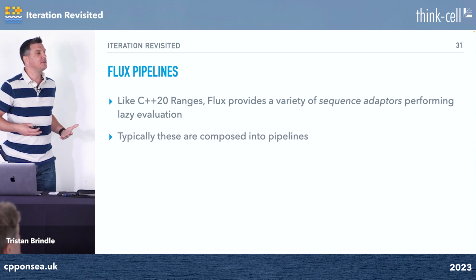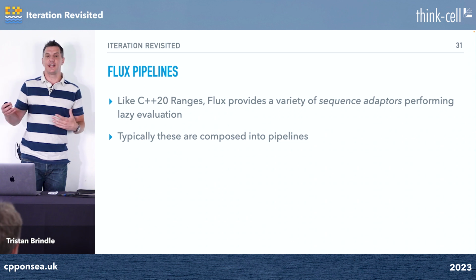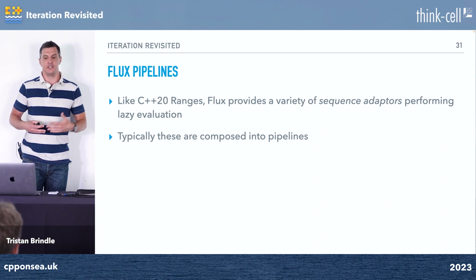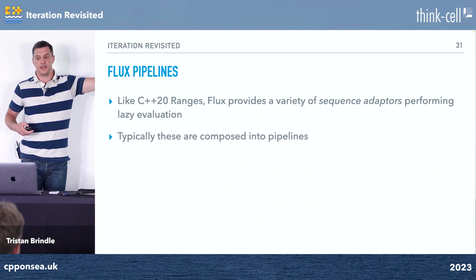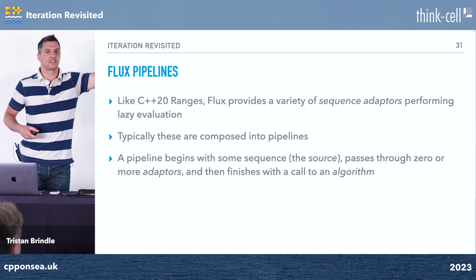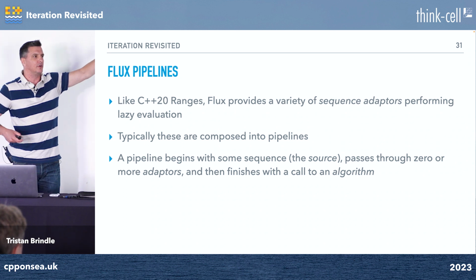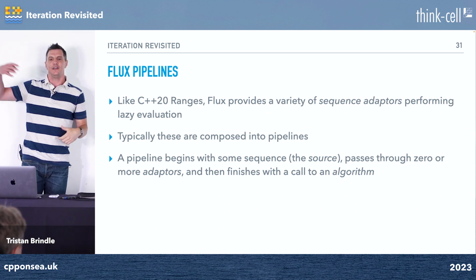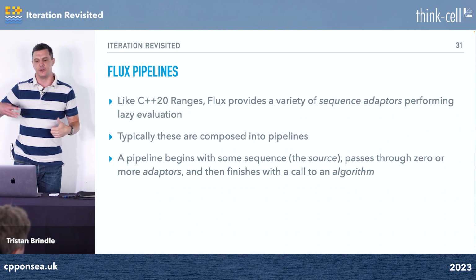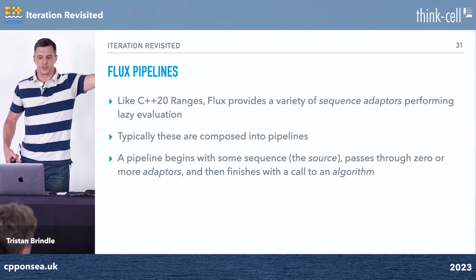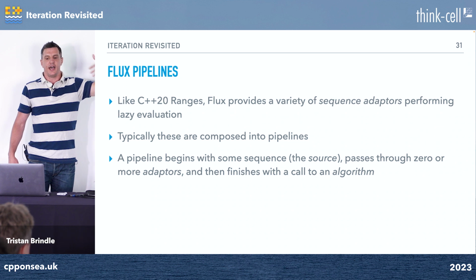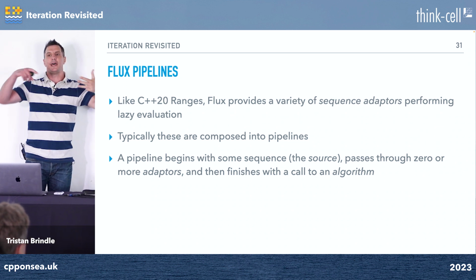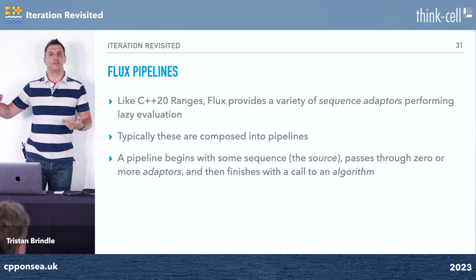And typically, we compose these into pipelines. So exactly as we do in C++20 ranges, we can form Flux pipelines. So typically you'll have some source sequence, a vector or whatever it may be, maybe some generated sequence like an iota or something like that. You'll have some source sequence, you'll pass it through 0 or more adapters, and then finally you'll have a call to an algorithm which will actually perform the iteration.